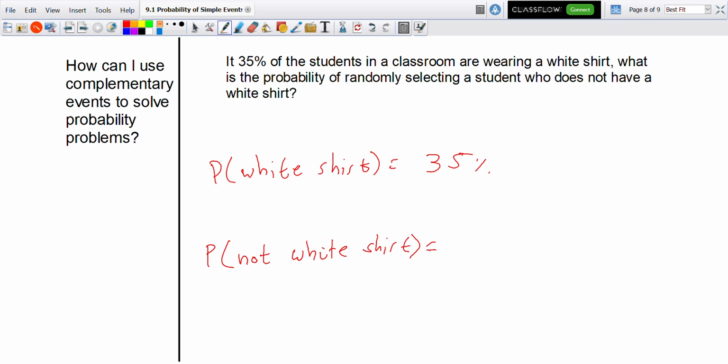Because these are complementary events, I know that this 35% plus my missing percentage should add to be 100%, which will be 65%. Because 100 minus 35 is 65. So if 35% of the kids are wearing a white shirt, that means that not white shirt is 65%. Between these two things, that's all of the students.